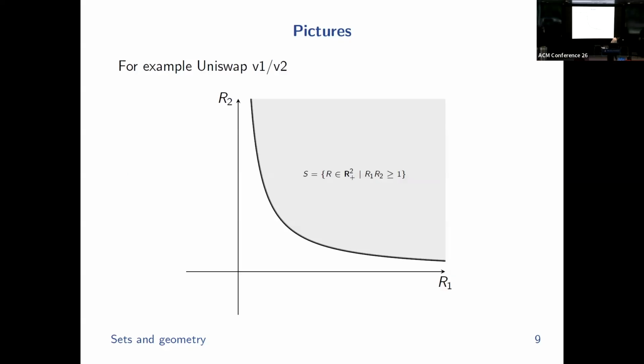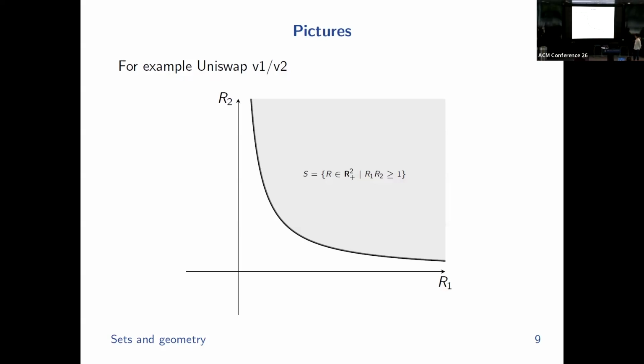So let's present the previous trading function that I just showed you. This is Uniswap V2, where the set is shown here. And it's pretty easy to see that it satisfies all the desired properties, right? It is simply the set of reserves such that R1 times R2 is greater than or equal to k. Not just greater than, but greater than or equal. So certainly this set is not empty. I mean, the point (1, 1) is in the set.